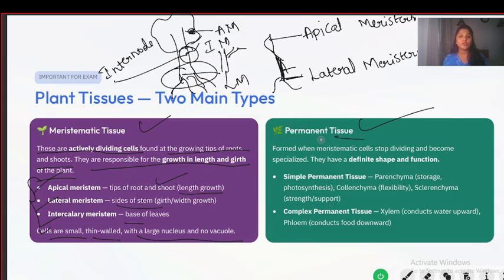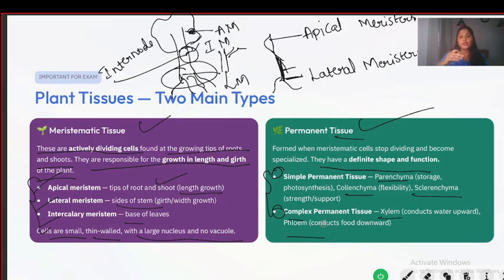Permanent tissues are those which stop their growth. At one particular stage, the cells stop dividing and they get a specialized function to follow. They have a definite shape and function. So there are two types, simple permanent and complex permanent tissue. Simple permanent tissue is again divided into three types: parenchyma, collenchyma, sclerenchyma. Complex permanent tissue is divided into two types, xylem and phloem.